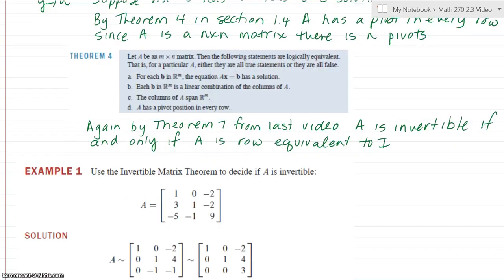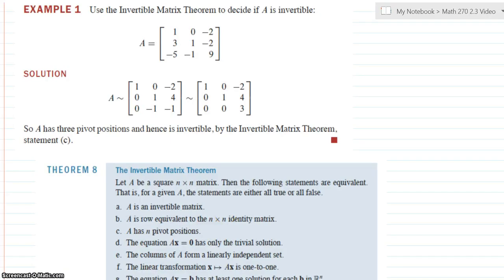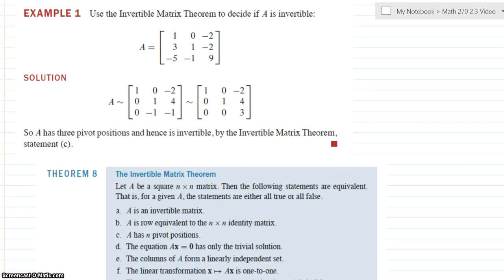So now let's look at an example. Let's look at example 1. It says use the invertible matrix theorem to decide if A is invertible. So let's look at the invertible matrix theorem. I copied it down below here so we can look at it. And what the book decided to do is C, showing that A has n pivot positions. So they row reduced it, and they got the two zeros underneath that first pivot and a zero underneath that second pivot, and realized there's 3 pivots. And it's a 3 by 3 matrix, so therefore it has to be invertible.